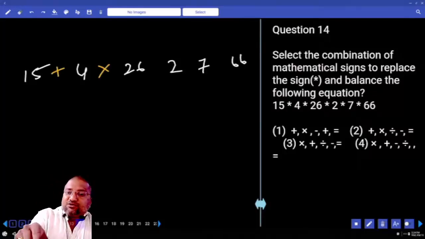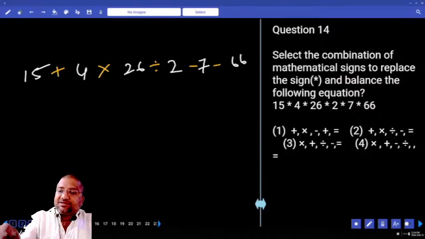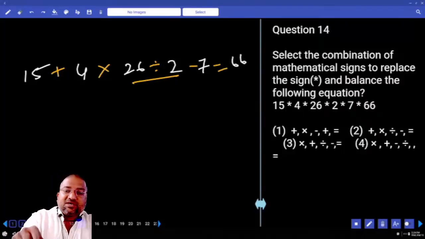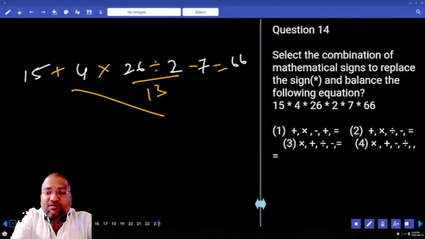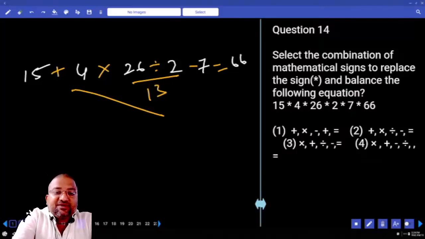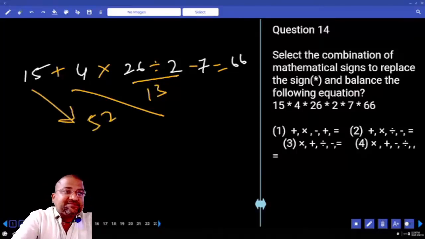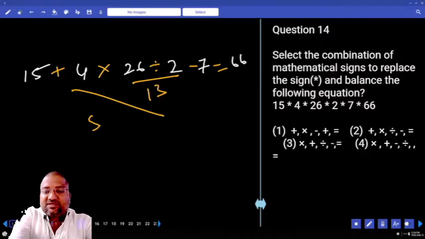Plus, into, divided by, minus. 26 divided by 2 is 13. Right? 4 into 13, come on, 4 into 13, 52. 52 plus 15, 67. Minus 7, no. No, this is also not my answer.